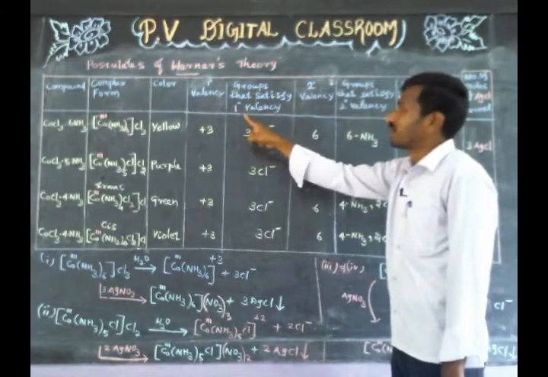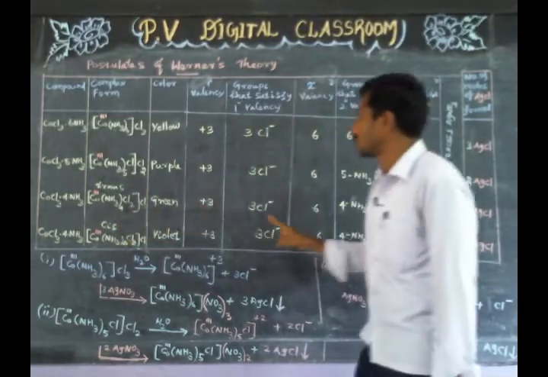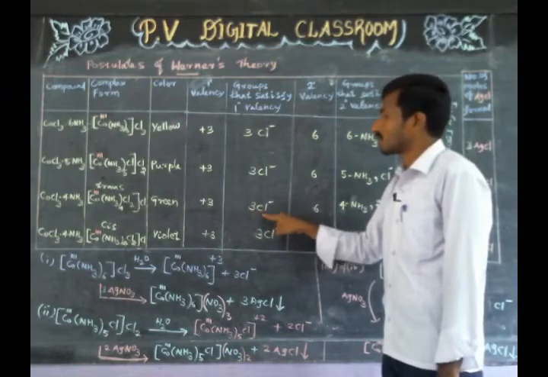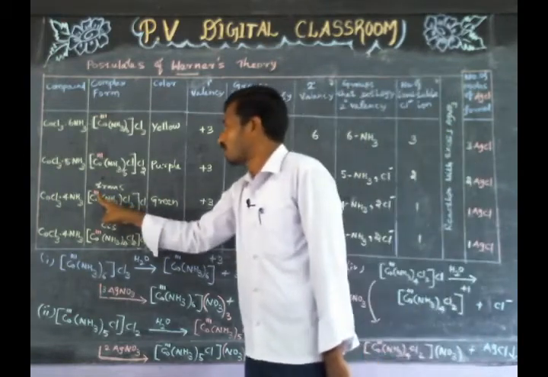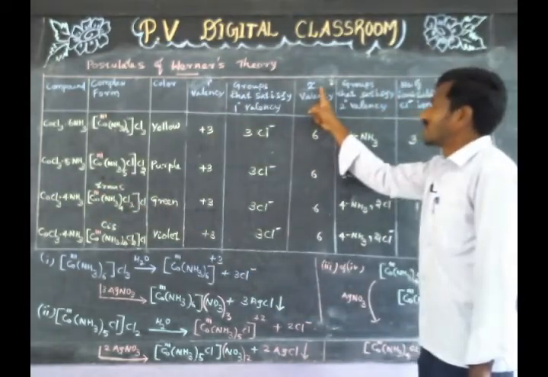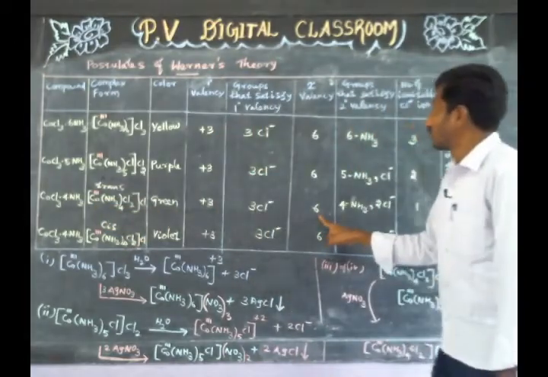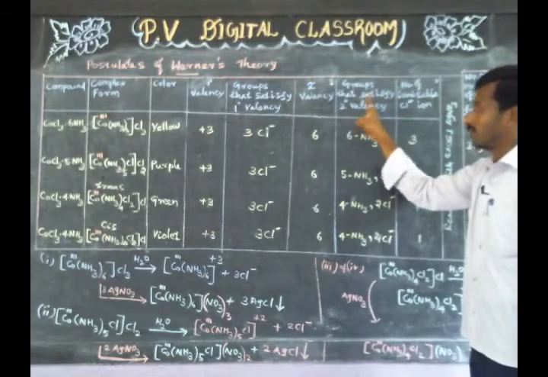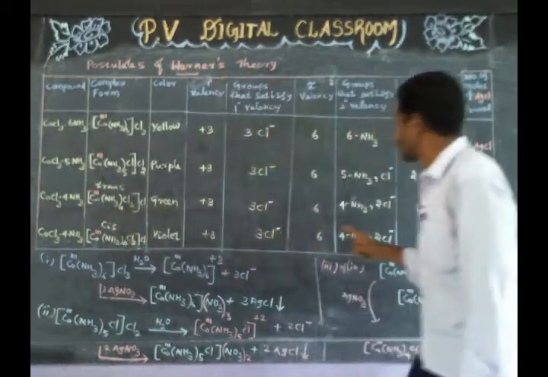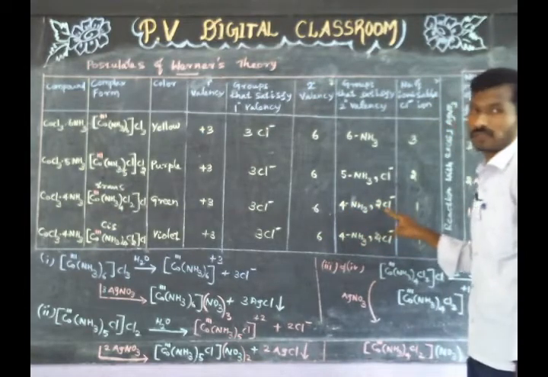Groups that satisfy the primary valency of the central atom of this compound are 3 Cl- ions. These 3 Cl- ions neutralize the charge on the central atom of this compound. Secondary valency of the central atom of this compound is 6. Groups that satisfy the secondary valency of the central atom of this compound are 4 ammonia molecules and 2 Cl- ions.